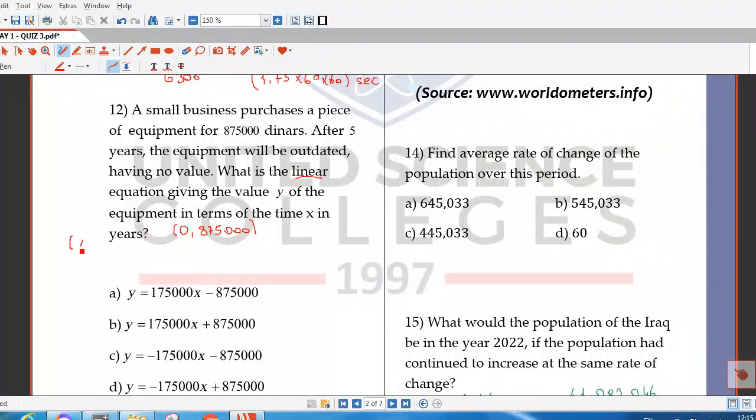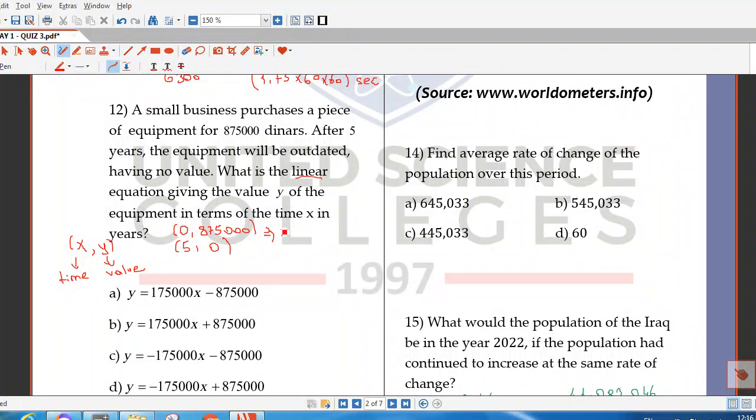So how do I choose my ordered pair? x, y. X is used for time, which is mentioned in the problem, and y shows us the value of the equipment. So no time passed. Instead of time we are writing 0. Value of the equipment is 875,000. After 5 years, it is my second relation, there will be no value, outdated. So these are the points related with my problem.